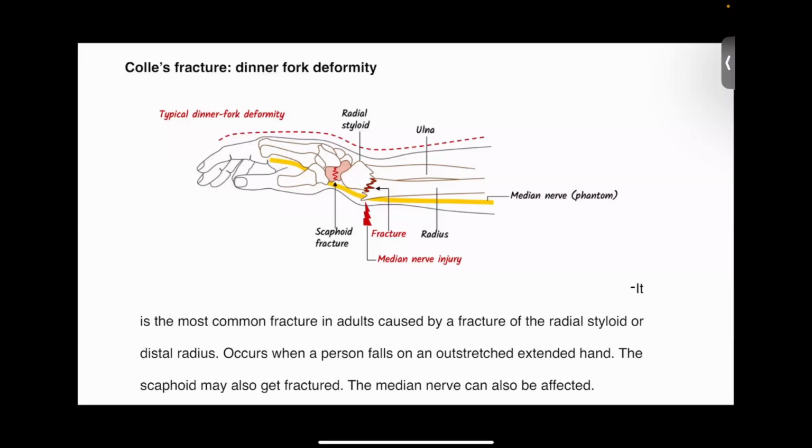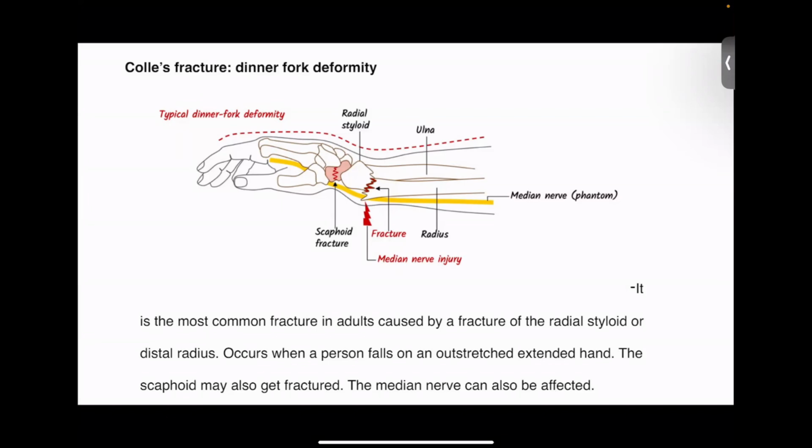So the only important thing here is the radial styloid fracture. That's a clinical thing. I thought, why not include it here because we were talking about the clinically relevant information. So the radial styloid gets fractured, again, it could be because of the outstretched extended hand. You fall on it, and this could get fractured. Or the scaphoid also can get fractured, which we're going to talk about later when we're talking about the hand. Now, the important slide, which is again important for OSPE, is this.